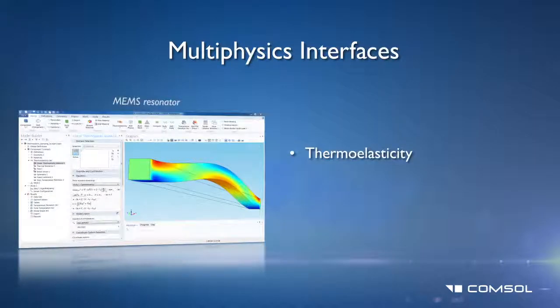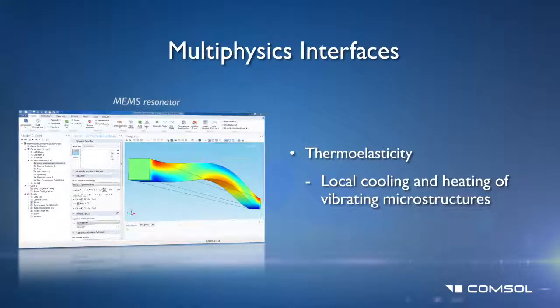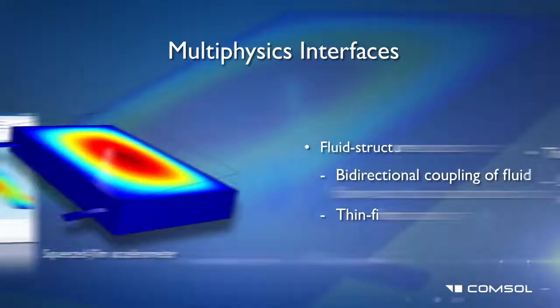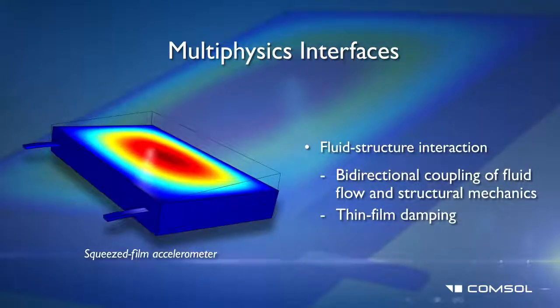The thermoelasticity interface accounts for the local heating of material that is rapidly compressed, together with the corresponding cooling of material under tension. These effects are important in resonant devices such as oscillators. The MEMS Module further includes two specialized interfaces for modeling the interaction of microstructures with the surrounding fluid.